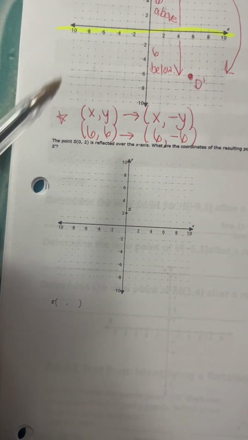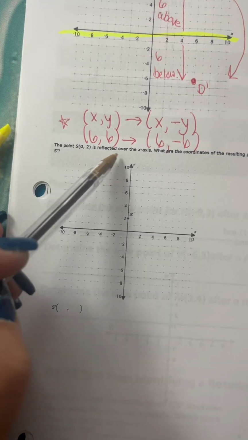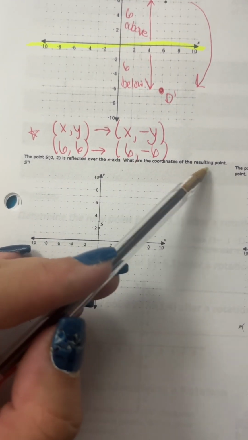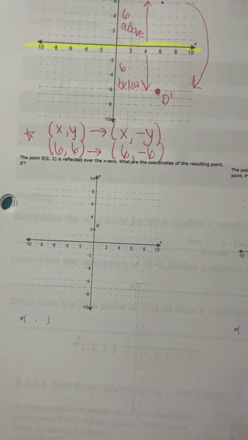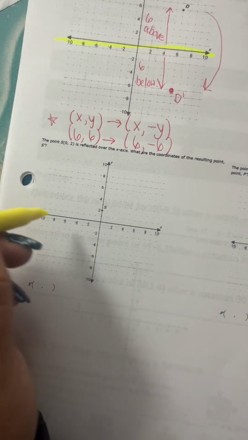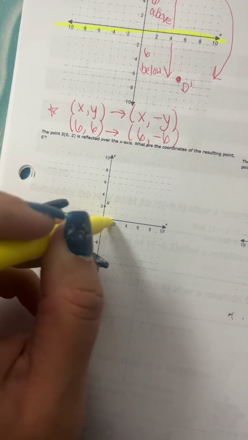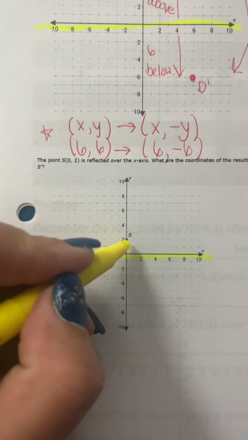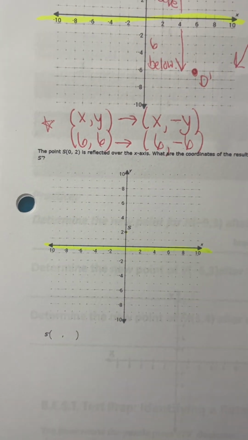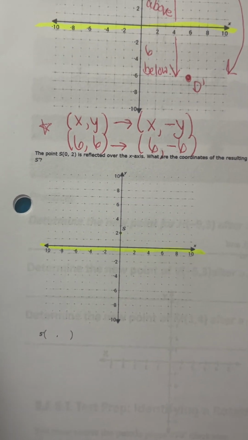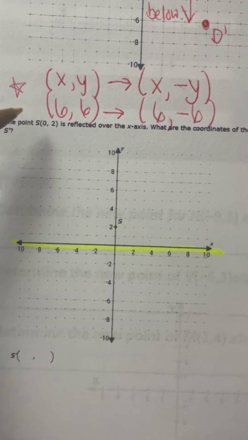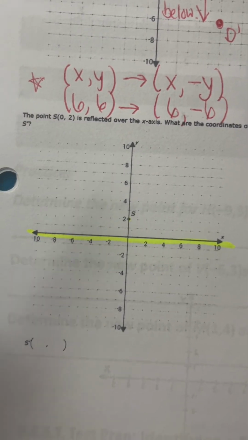All right, so this one, the point (0, 2) is reflected over the x-axis. What are the coordinates of the resulting point, or the new point? So same idea, okay, let's highlight that axis. Here's our x-axis. Here's our point, okay? And it needs to be reflected over that line. So this point right here is at (0, 2). We need to reflect it.